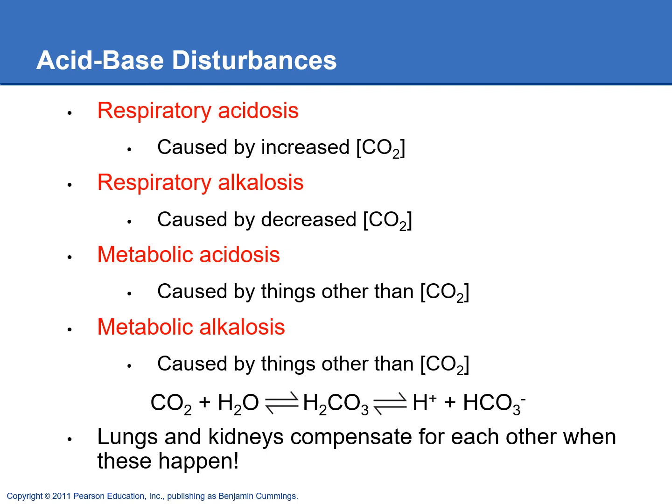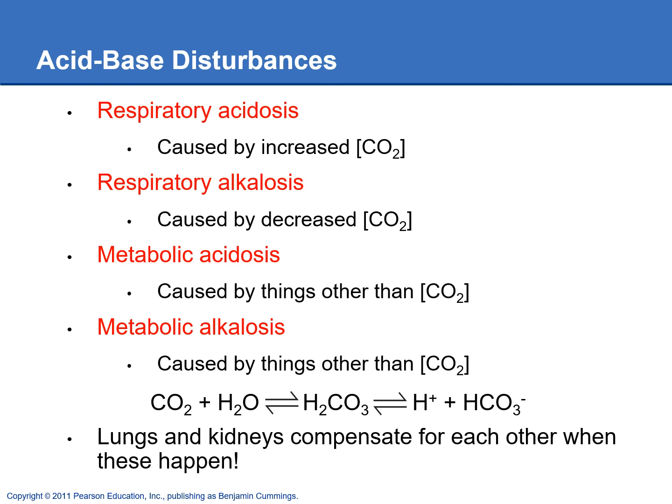The next two, metabolic acidosis and metabolic alkalosis, are not caused by the respiratory system. They're caused by things other than carbon dioxide building up or not having enough. For metabolic acidosis, a great example that we talked about before is diabetic ketoacidosis. Remember, we can see that in our type 1 diabetics that are not well regulated, and maybe they're not taking their insulin. So they're breaking down too much fat, which gets converted into ketones, and the ketones are acidic. So that will cause metabolic acidosis.